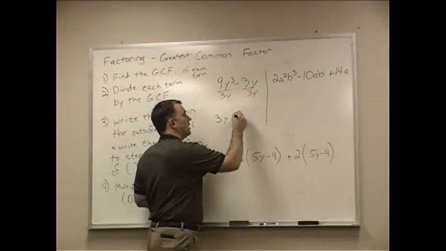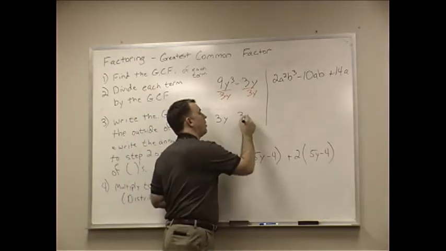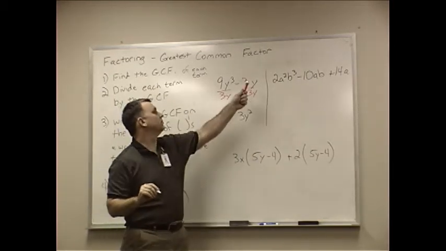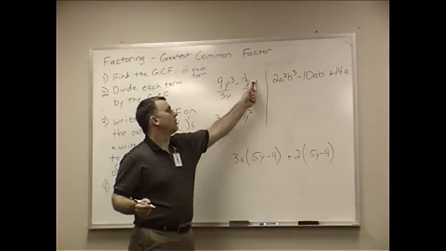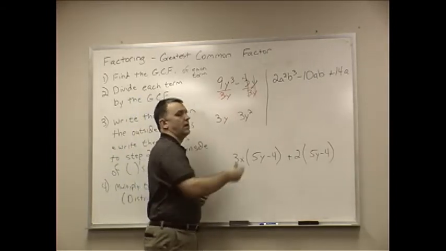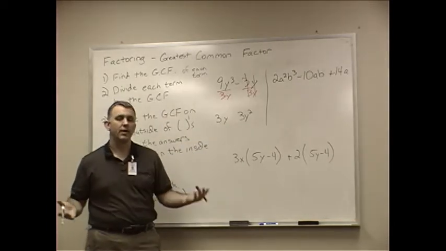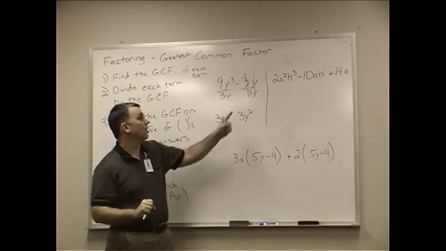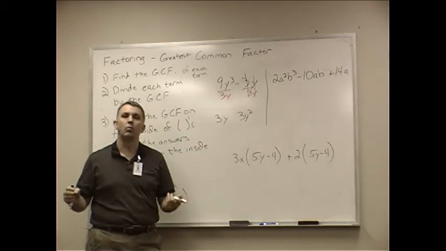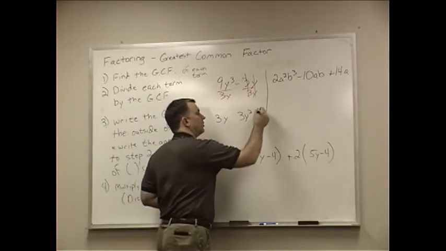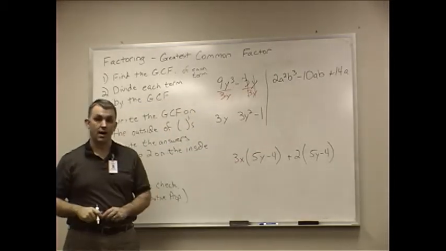9 divided by 3 is 3. Y to the third divided by y is y to the second. 3 over, well, let's see, the 3's cancel. And y over y, the y's cancel. What do we do if everything cancels out? Remember, when things cancel, there's really a 1 there. 1 times 1 is 1. On the bottom, 1 times 1 is 1. 1 over 1 is 1. Don't forget about that minus sign, so it's really just minus 1 there.